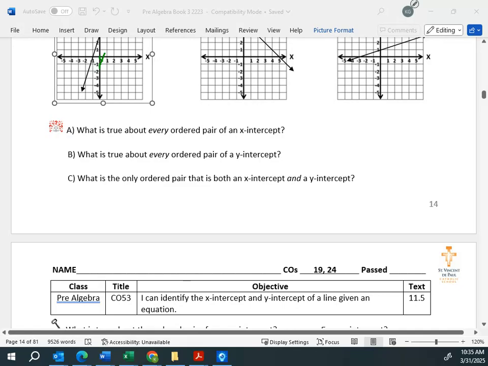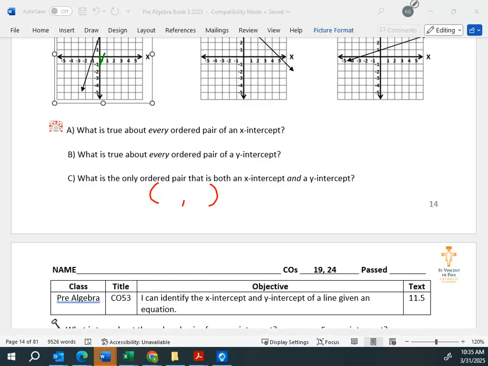And what is the only ordered pair that is both an x-intercept and a y-intercept? You're going to write down, there's only one answer for an ordered pair that's both the x and the y-intercepts. So write it down as an ordered pair. When it asks what is the only ordered pair, I should see your answer as an ordered pair. Any questions?